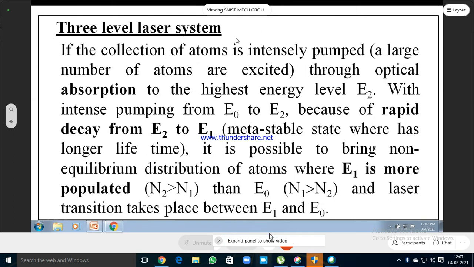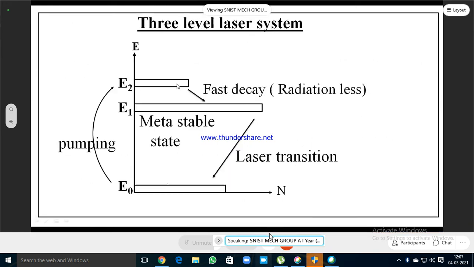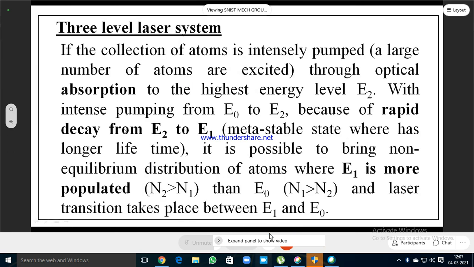Less radiation, because only a few photons are released. So with the intense pumping from E0 to E2, we are using the pumping mechanism, and atoms are moving from E0 to E2. Because of rapid decay or fast decay, the atoms go from the E2 level to the E1 level.